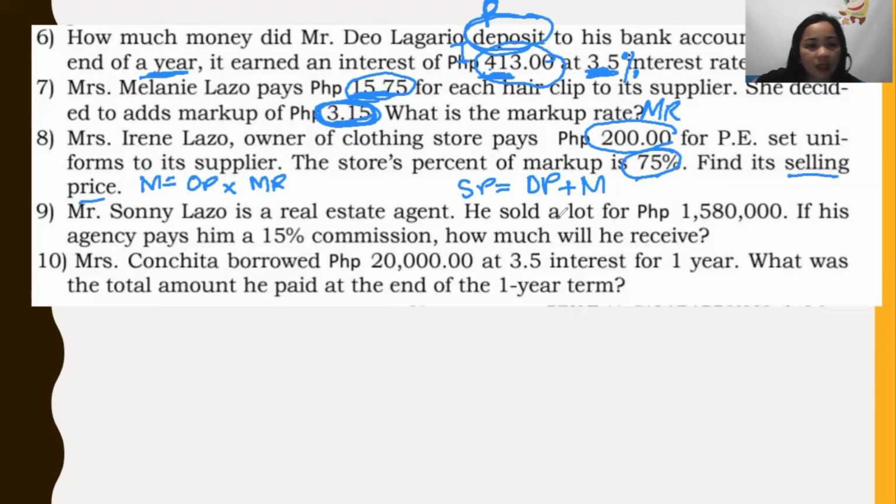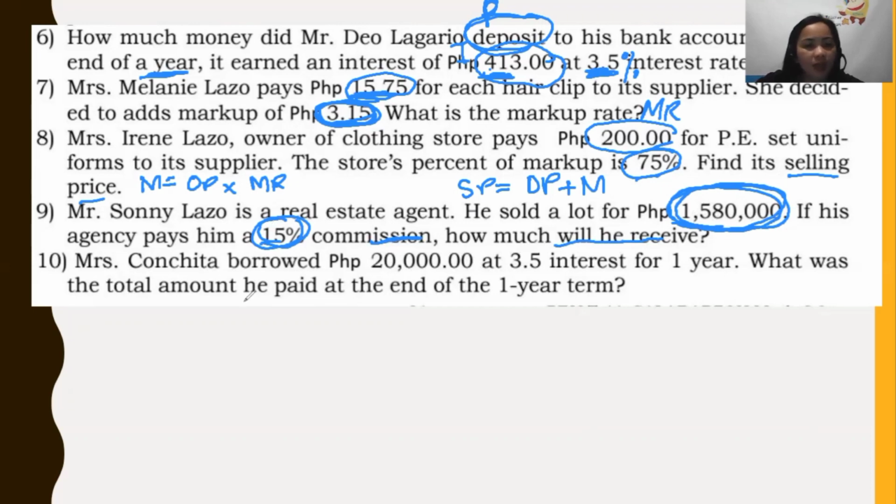And number 9, Mr. Sonny Lazo is a real estate agent. He sold a lot for, ito yung presyo ng pagbenta niya. If his agency pays him 15% commission, how much will he receive? Dito ito yung original price na ibebenta niya. Pag nabenta niya, meron siyang makukuhang 15%. So, commission ang nawawala dito.